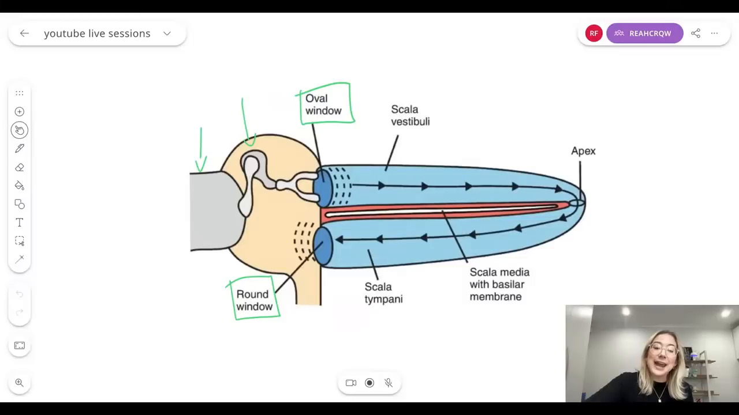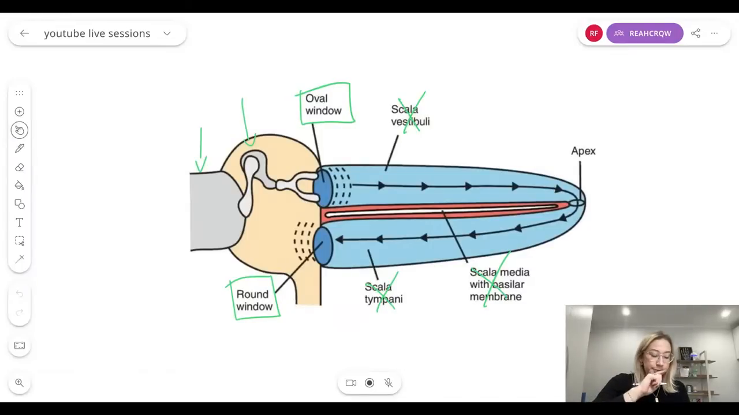Now, all of the names of the membranes are not necessary. So the scalae, these names are not necessary. I don't know what your teachers have told you, but sometimes teachers want you to know it for your June exam or your mock. But I want you to know in the final exam, it's not needed. In the guideline, it's not needed.